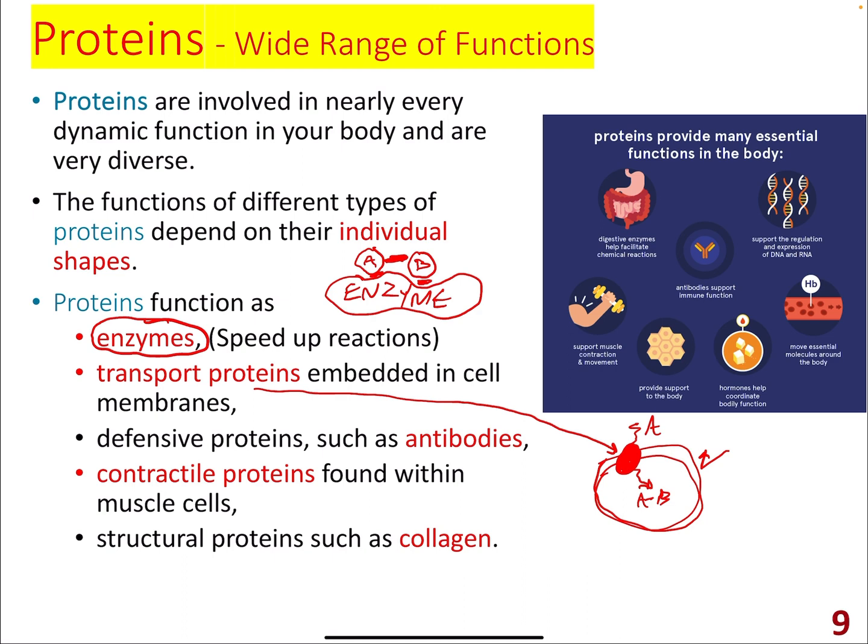Our antibodies are our immune system and fighting force, another really important part of protein building those up. And there's other functions too with muscles and our connective tissue with collagen. So we're basically made out of proteins. We're fueled by carbohydrates, and our fat is our storage reserve for our energy.